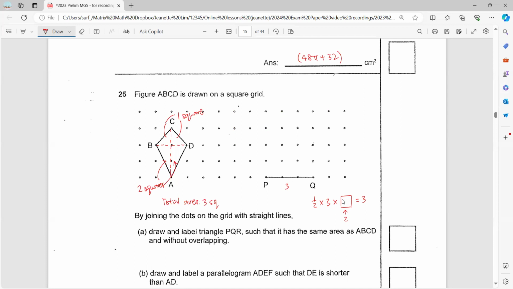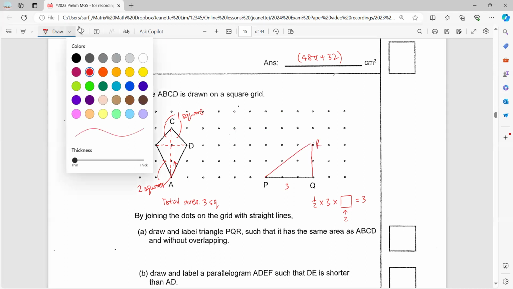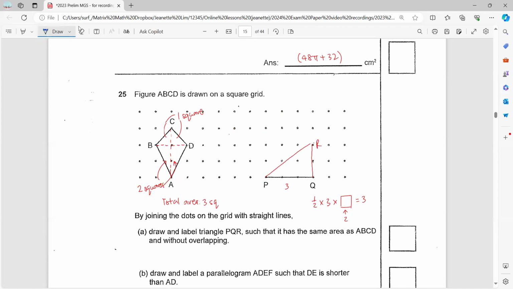You can put here R, then connect. This is one of the answers, or you can also put R here. You can put R here, you can put R here, you can even put R here. As long as the height is 2 units. That's all that matters. Okay?